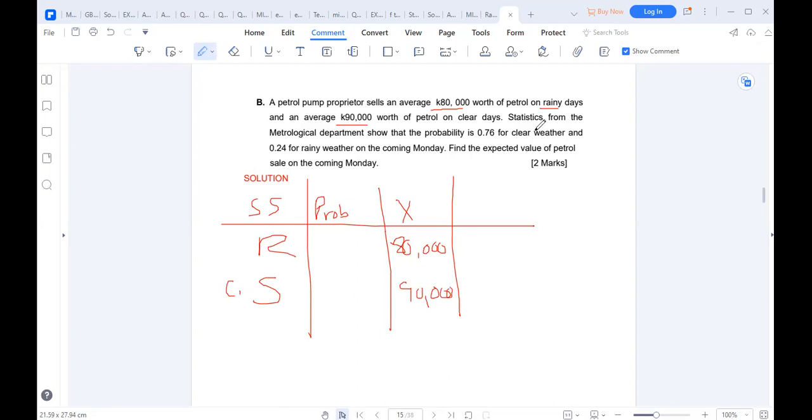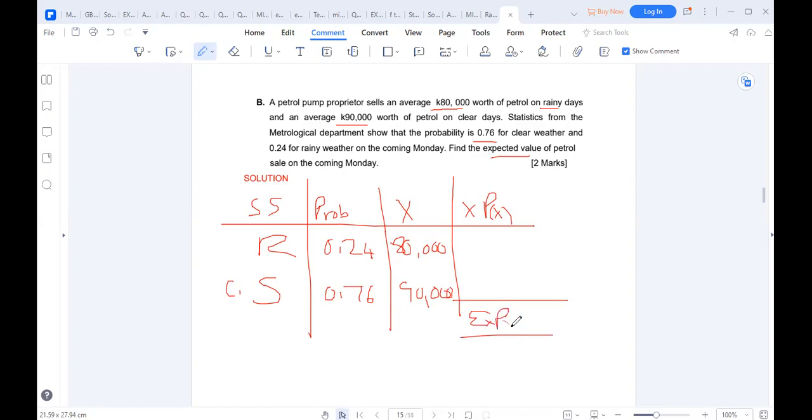And we're also told that from statistics, 76% or 0.76 is for a clear day. So they swapped it. Now you start from here. 0.76 is for a clear day, and 24% for a rainy day. So 0.24 is a rainy day. They ask you to find the expected value. So just find X P(X). You multiply this one times that, this one times that one, then you total up.